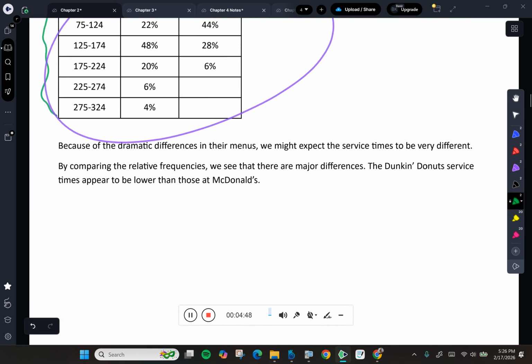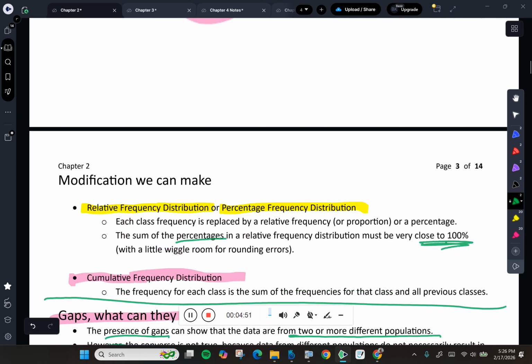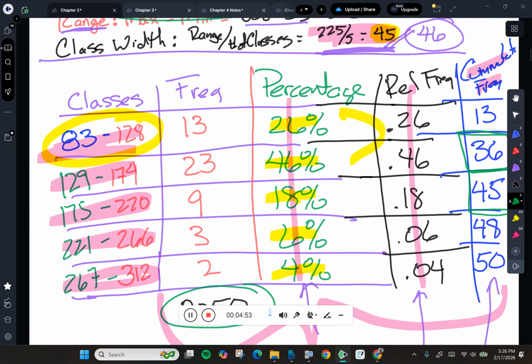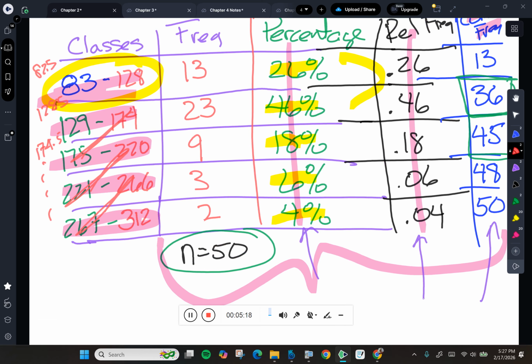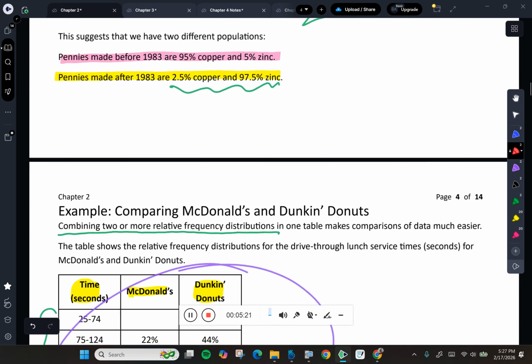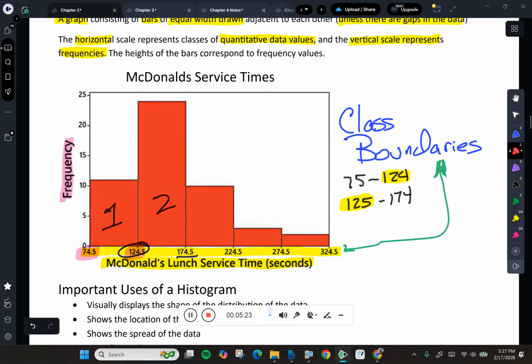So if we went back up here and found the class boundaries for our frequency distribution, this would be 82.5, and then 128.5, and then 174.5, and so on, splitting the difference between those. Now they have different uses in graphing things. That's the major use for class boundaries, especially histograms. We like to use histograms.